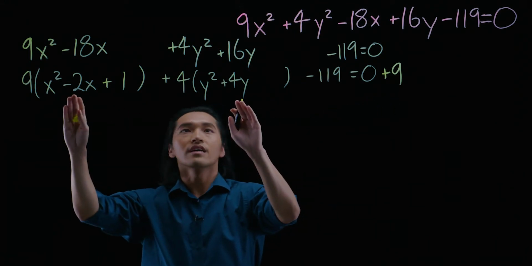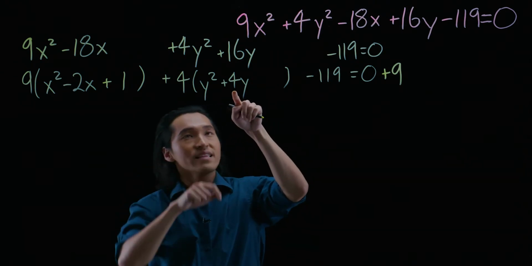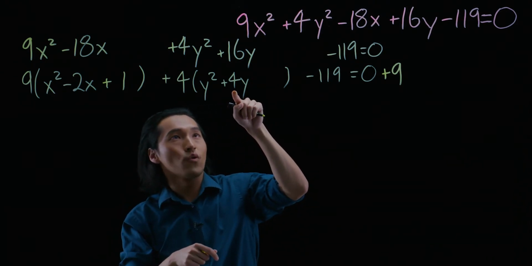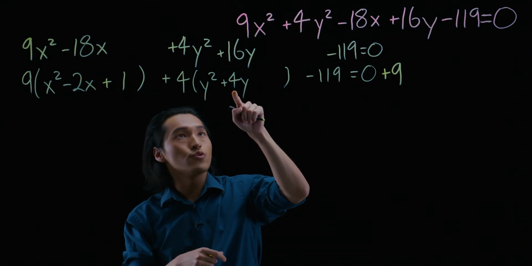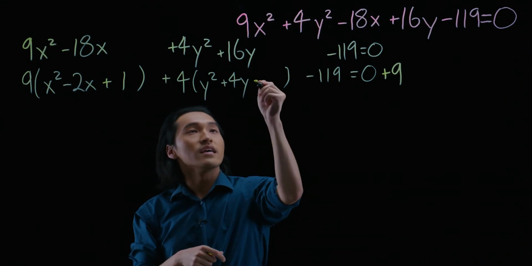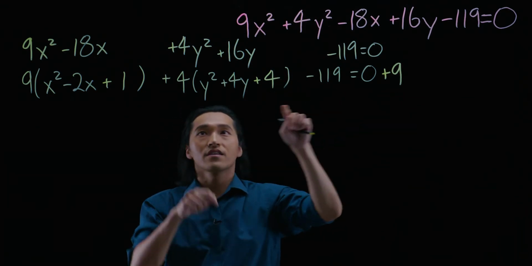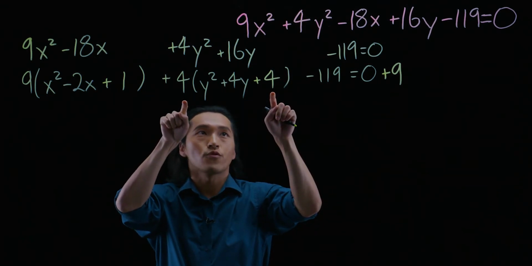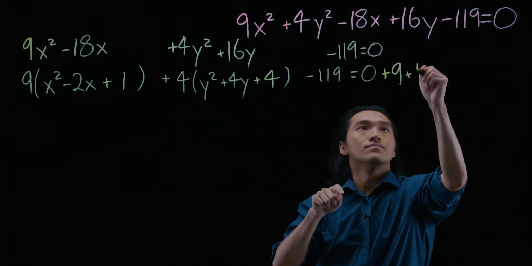Now let's do the same thing and look at the y's. Again, we're taking this middle term, this b value of 4, dividing it by 2 and squaring it. 4 divided by 2 is 2. 2 squared is 4. And again, if we add 4 here, we have to add it to the other side. But it's not just 4, it's 4 times 4 because it's inside the parentheses. So 4 times 4 would be 16.